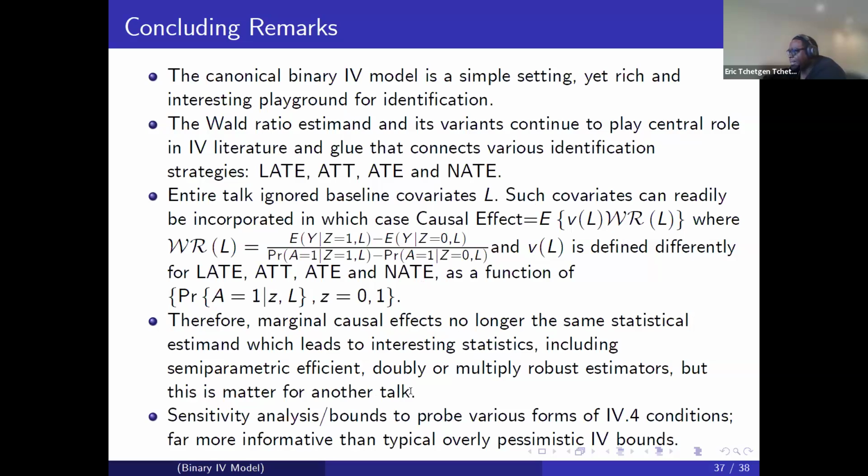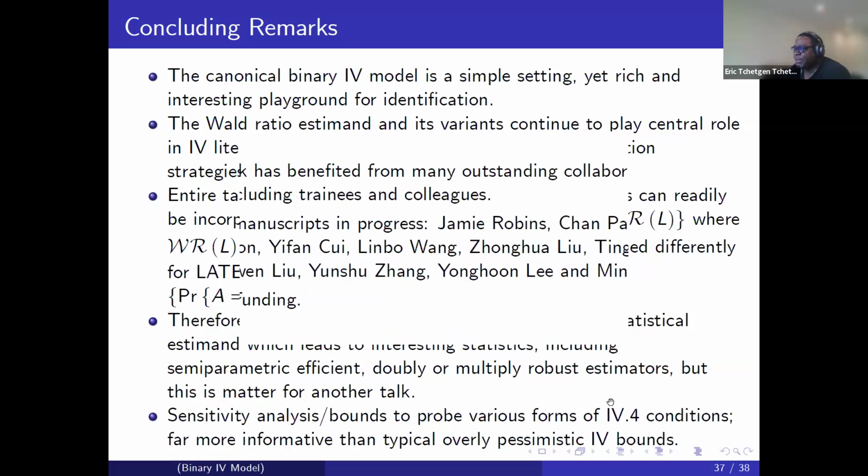The last thing that I didn't discuss today is sensitivity analysis and bounds to probe various forms of IV4 conditions. And I think that could be far more informative than the typical overly pessimistic IV bounds. The idea is to anchor your estimate at the most likely IV identification condition and widen your bounds from that perspective, as opposed to assuming that nature is incredibly adversarial and starting from the unstructured bounds. Let me maybe stop there.